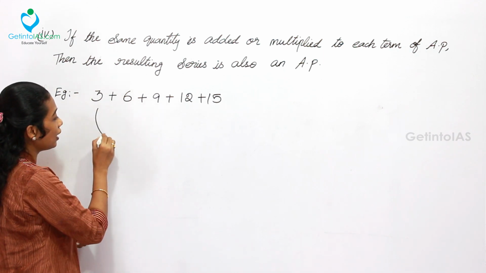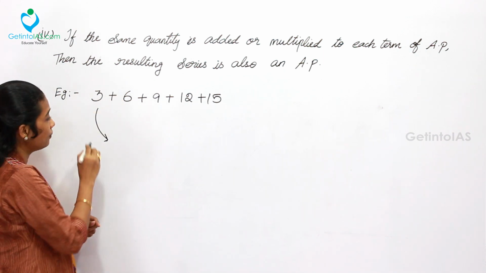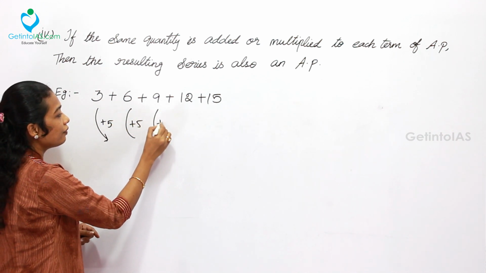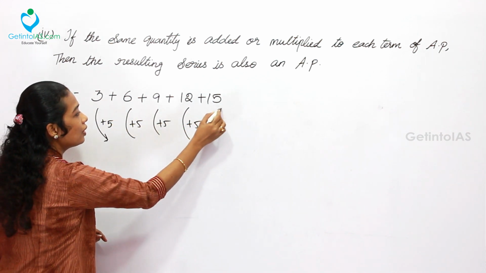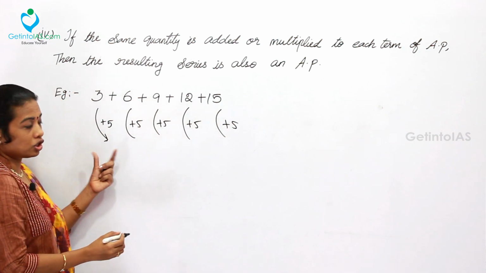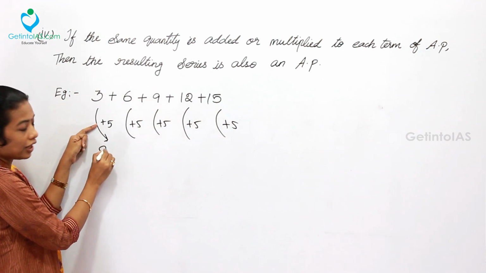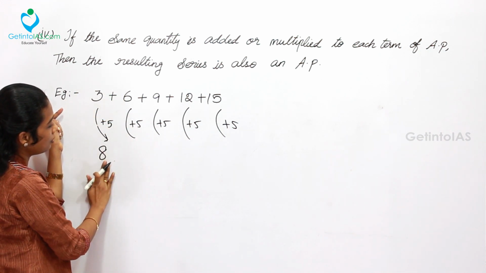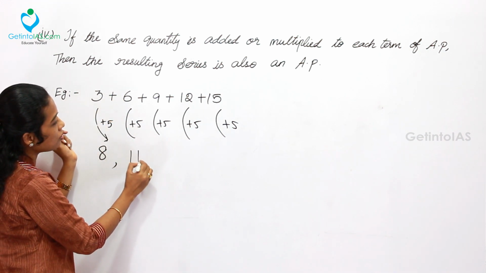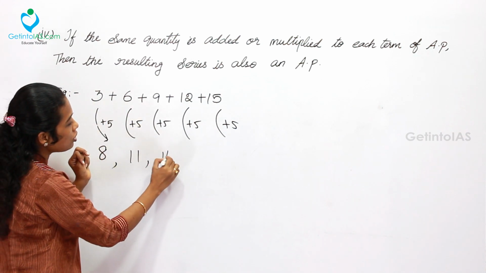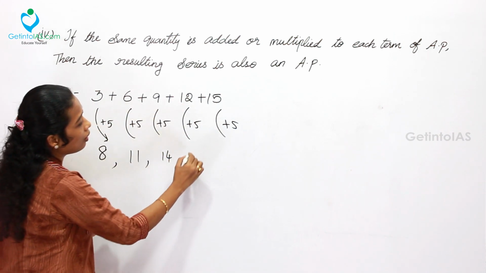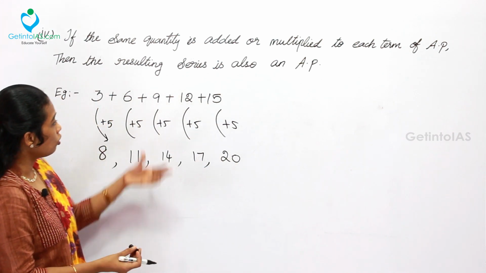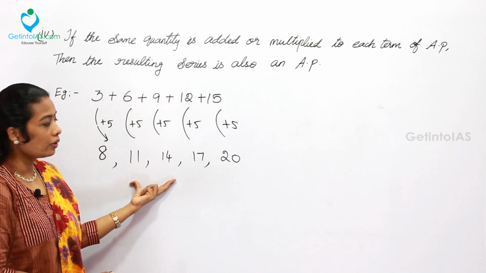Then the next thing, I am going to check this with the addition of 5. Everywhere I am going to add the value 5. Now let's check it. 3 plus 5 is 8, right? Then 6 plus 5 is 11. 9 plus 5 is 14. 12 plus 5 is 17, and 15 plus 5 is 20. So this is one series, and here also it is one series.